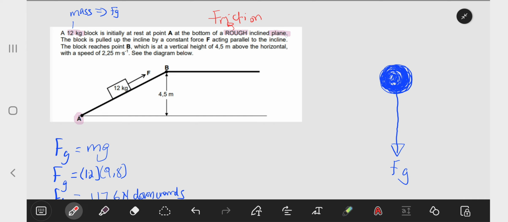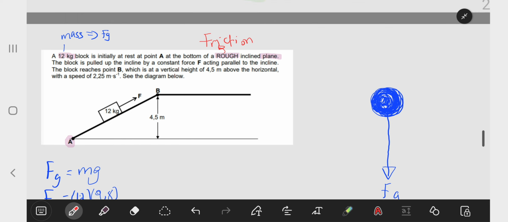But they said an inclined plane. The fact that we have a plane shows that we also have another force, which is normal force, because there is a surface in this case. You can see from the diagram that you have that surface, which is an incline from A to B. That is an inclined surface, so you have normal force because you have a surface, and they also specified that the surface is rough, so you also have friction. So now we have identified two forces using those two key terms.